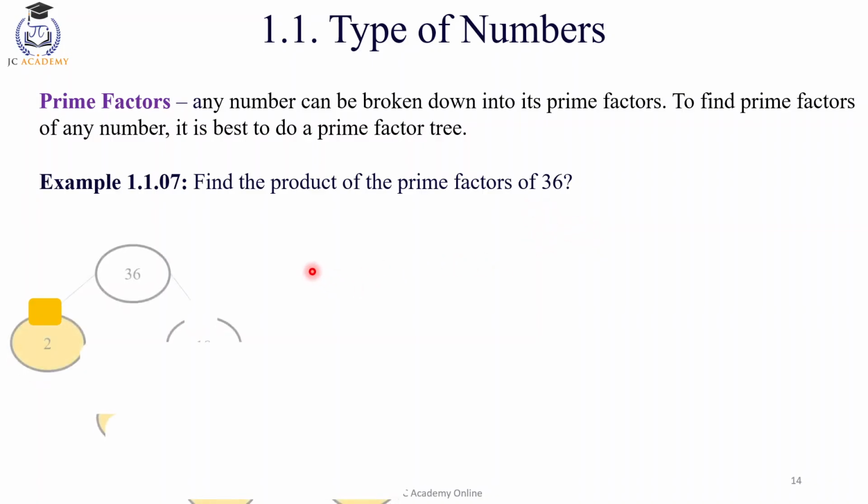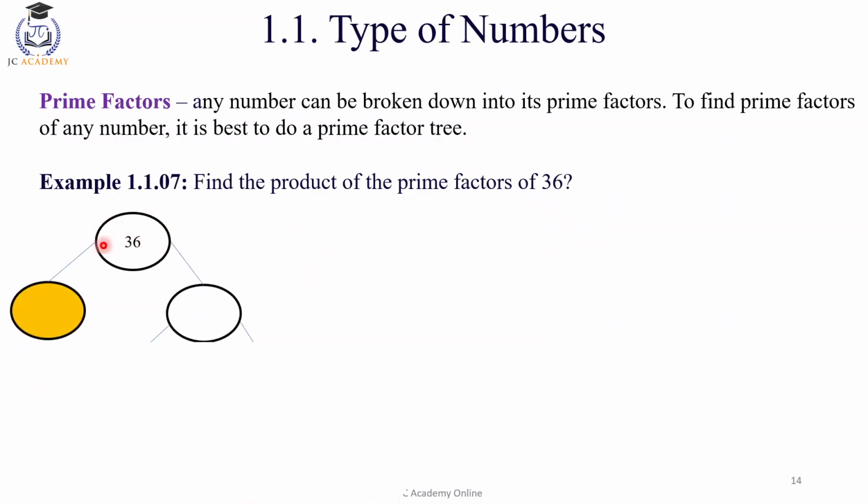Okay, so let's look at an example. So we have the number 36. Now, 36 is in the first node, in the first circle, let's say, and we have 2 branches coming out of it. Now, in order to break this number down, we know that this is an even number because the last digit is 6, which is even.